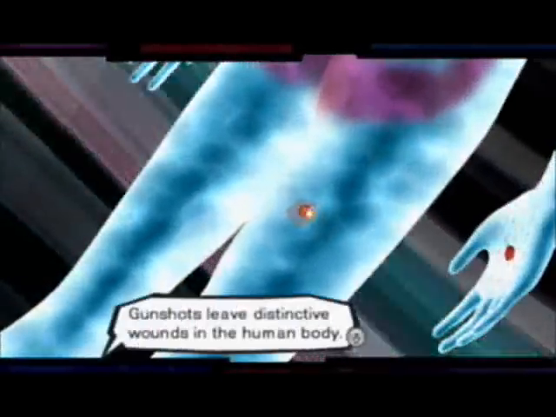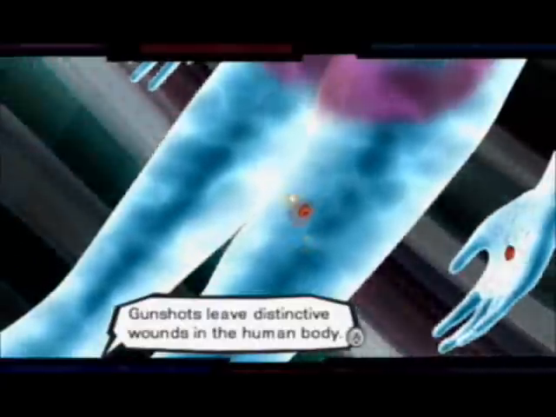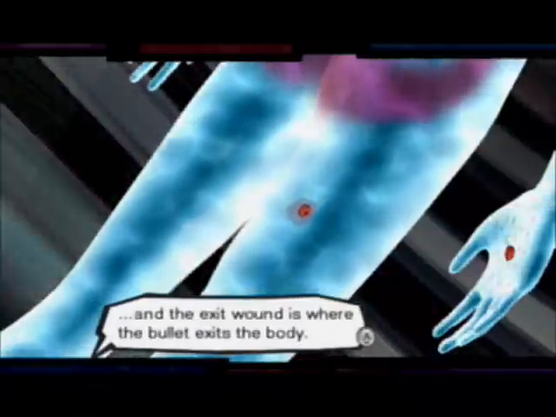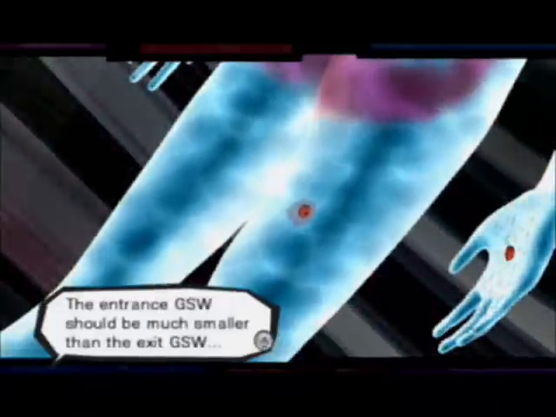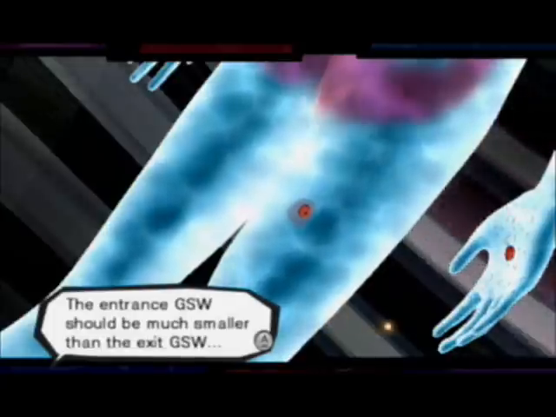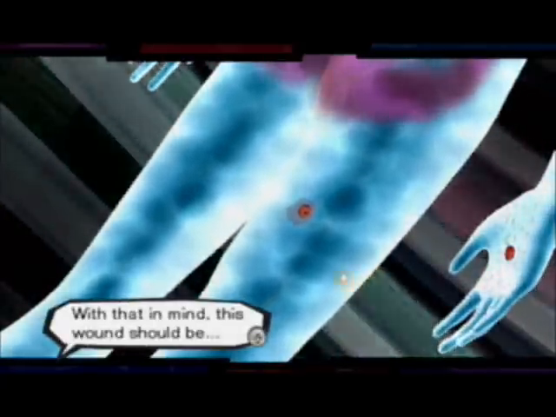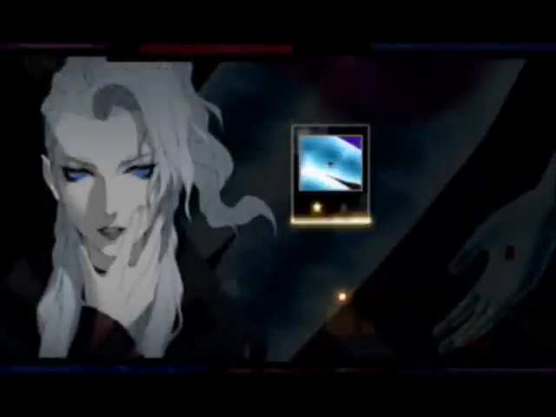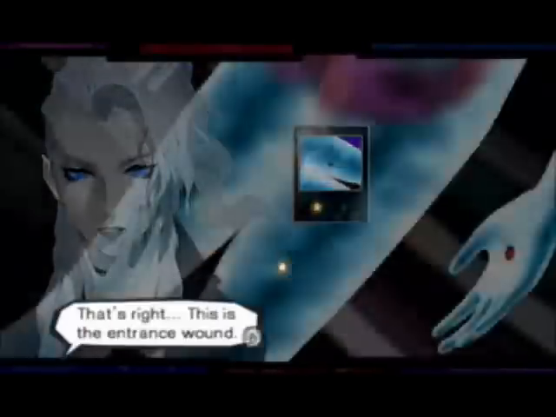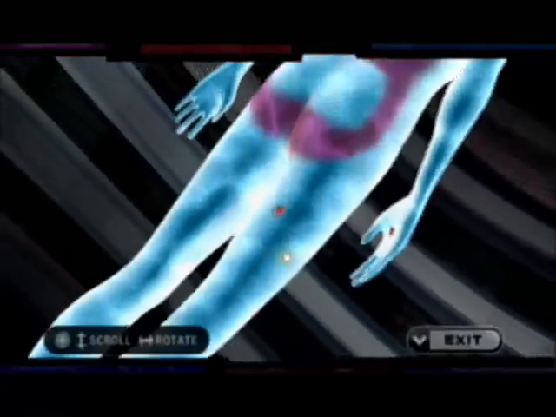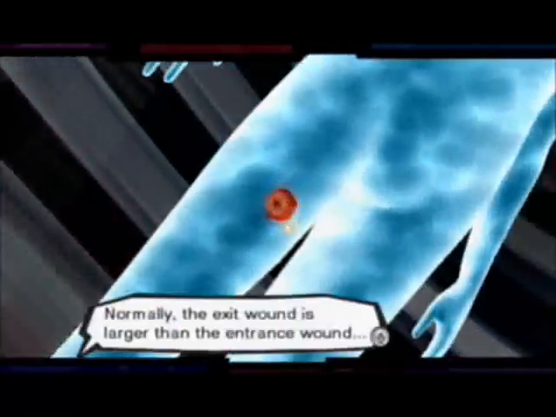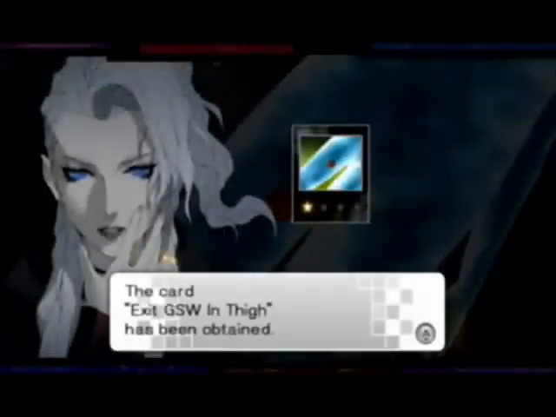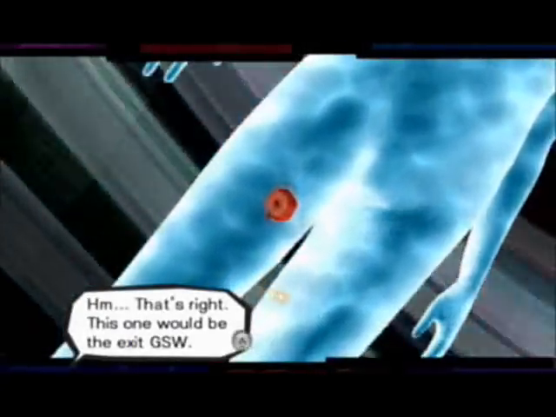Okay, so that was the exit wound. Gunshots leave distinctive wounds in the human body. It seems the bullet passed all the way through her body. The entrance wound is created where the bullet enters the body, and the exit wound is where the bullet exits the body. The entrance GSW should be much smaller than the exit GSW. Well, that actually makes sense, because the bullet has to push the skin aside. That's right. This is the entrance wound. Normally, keeping that in mind... That's right. This one would be the exit GSW.